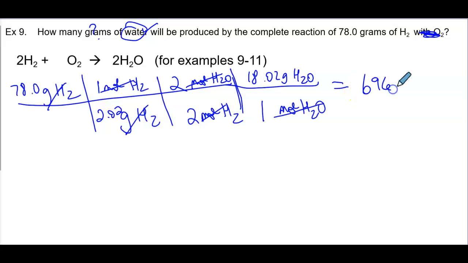So this is going to be 696 grams of H2O. Again, multiplied, multiplied, multiplied, hit equals, divided by this number, hit equals, divided by 2, and hit equals. You also can put this in a set of parentheses, hit divide, and then put that in a set of parentheses as it's multiplied there. So check and make sure you can use your calculator to get 696.